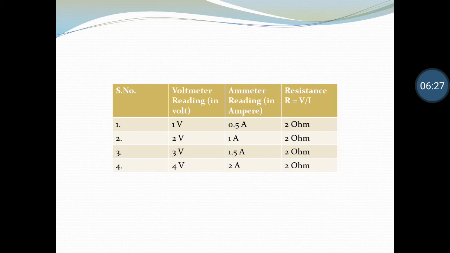Second reading, ammeter's reading 1 ampere, voltmeter's reading 2 volt. So R is equal to 2 by 1, that is 2 ohm. Third set reading, ammeter's reading 1.5 ampere, voltmeter reading 3 volt. So R is equal to 3 divided by 1.5, which is equal to 2 ohm. The fourth set reading, potential difference is 4 volt, current is 2 ampere. So resistance R is equal to 4 by 2, which is equal to 2 ohm.